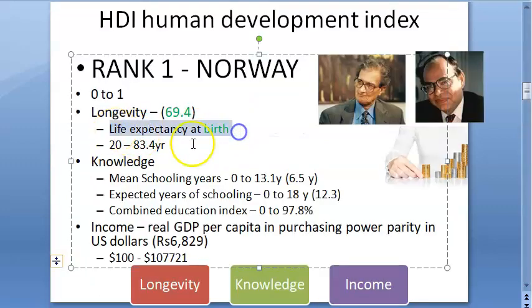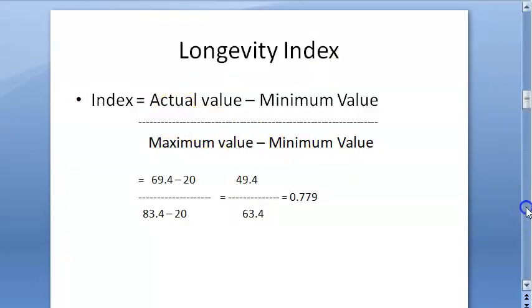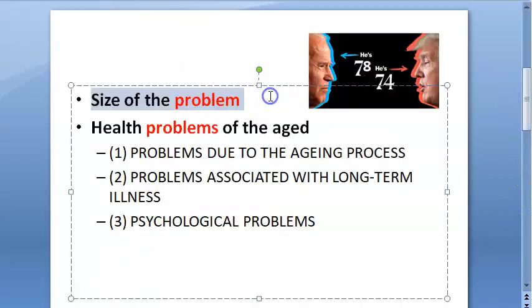Look at this. Life expectancy at birth is currently 69.4 for India. So you should mention all this. Life expectancy at birth is 69.4 in India. So people live up to that age. Because of advances in medical science and improved social conditions, the life expectancy has increased.